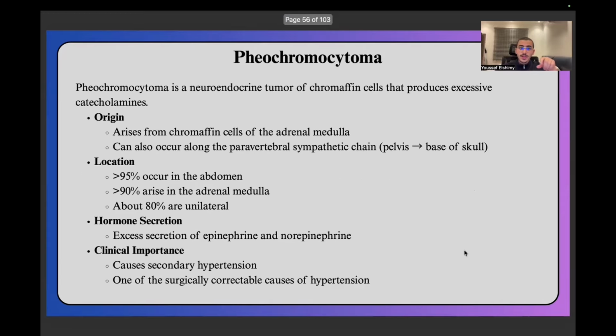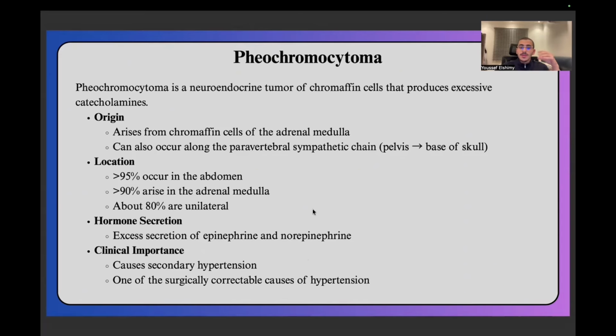All right. Now, moving on to pheochromocytoma, which is basically a neuroendocrine tumor that arises from the chromaffin cells. These chromaffin cells would produce excessive catecholamines. So, where do they happen? Mainly, it arises from the chromaffin cells of the adrenal medulla, but sometimes it can occur along the paravertebral sympathetic chain from the pelvis towards the base of the skull. But 95% it occurs in the abdomen, 90% it arises in the adrenal medulla, and about 80% it's on one side. It affects one of the adrenals.